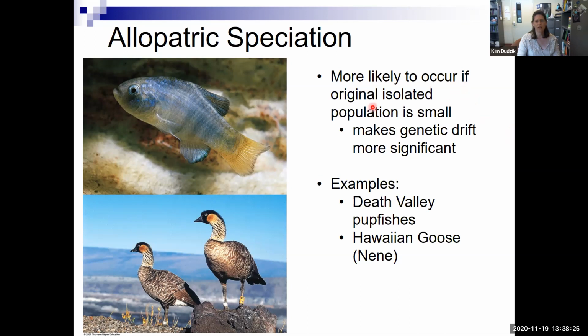Again, it's more likely to occur if the original isolated population is small, right? Because remember, in small populations, genetic drift becomes more significant. Go back to the early lectures we had on that in population genetics. So this is called a pupfish. It's from Death Valley. And its original ancestral population lived in these really large interconnected lakes that were formed in the Ice Age. Okay, so as the ice began to melt, these big lakes were left there.